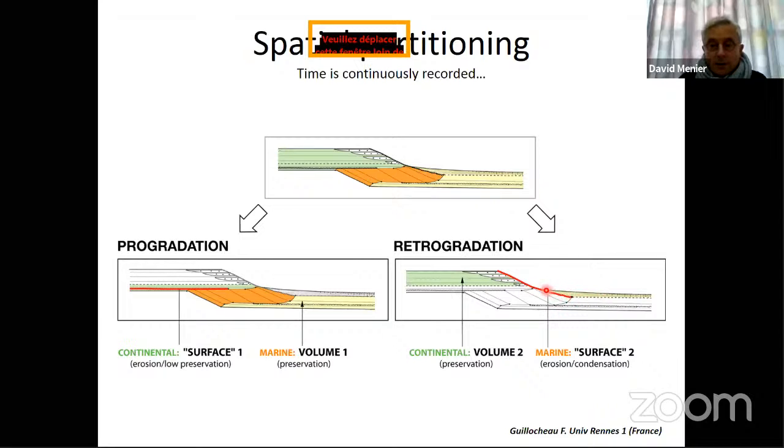During this time, when the sea level is rising, for example, you can preserve the continental volume, and you are reworking a bit of the marine deposit that we were depositing here. So when we are thinking about sequence stratigraphy, sometimes you preserve marine deposit, sometimes you preserve continental deposit. And between marine and continental deposit, you have an unconformity, where you have erosions or condensations. It is important to have this type of model in your mind. Between them you have a surface, an unconformity related in this case to sea level rising.